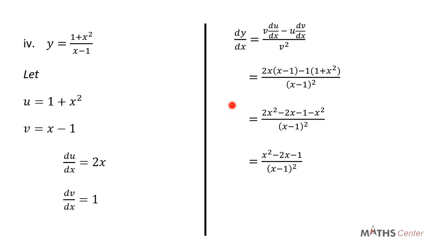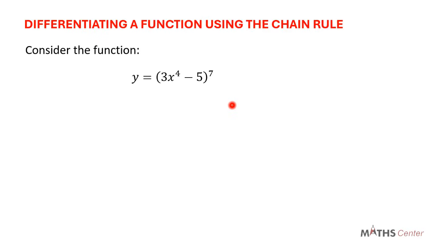Next, we are going to learn how to differentiate a function using the chain rule. What is the chain rule and when do we use it? Let's consider this example. Let's say we have this function y is equal to (3x^4 minus 5)^7.